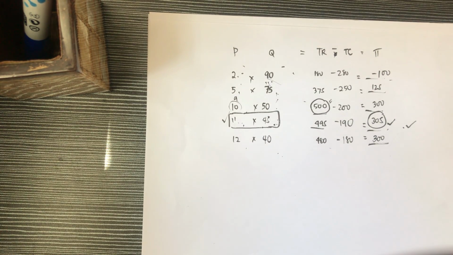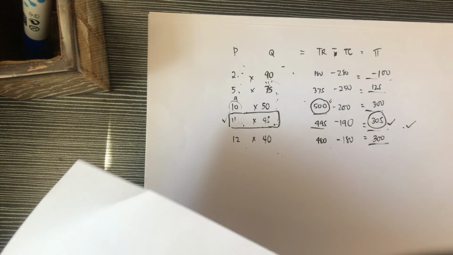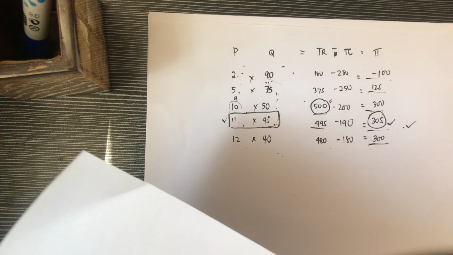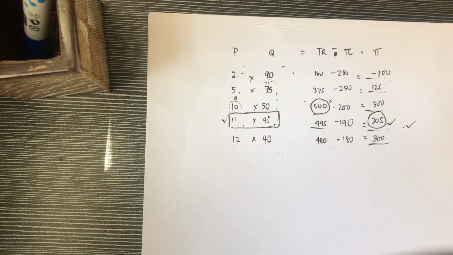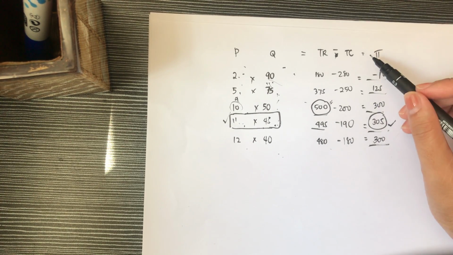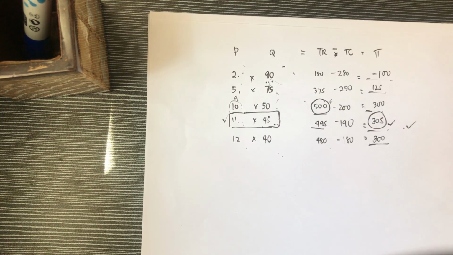Now, if you want to make your life a little bit more complex, let us say the TC function is not given, and the problem just says find the profit maximizing quantity, or find the maximum profit, and I have given you the profit function. Of course, you cannot solve for the TC because you have no TC function, but you have the profit function.